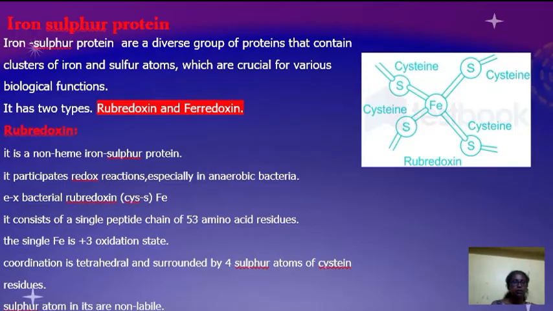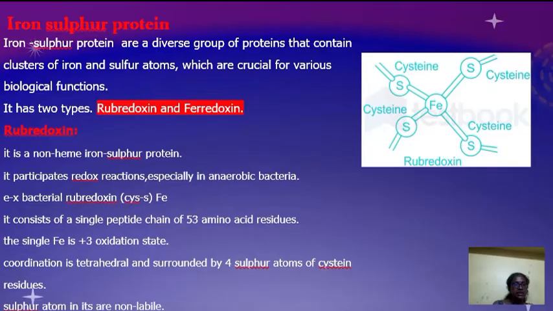First, we will see about what is rubredoxin. Rubredoxin is a non-heme iron sulfur protein. It participates in redox reactions, especially in anaerobic bacteria. Example, bacterial rubredoxin. It consists of a single peptide chain of 53 amino acid residues.